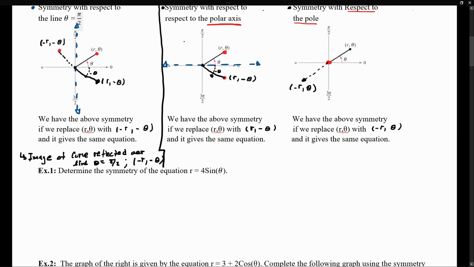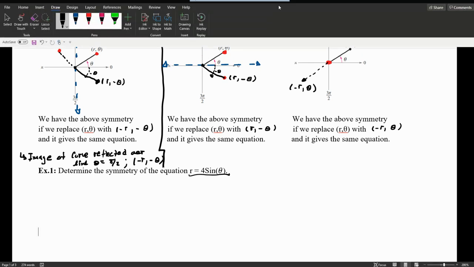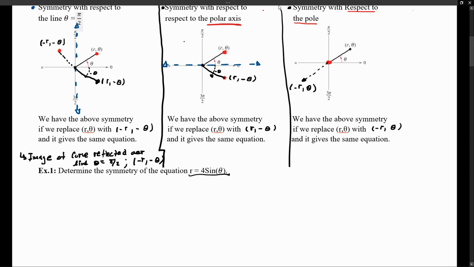Let's actually put this into practice. So let's determine the symmetry of the equation r equals 4 sine of theta. I mean, one way that we can see it is we could graph this function and see what the image gives us. But let's actually do it using the three concepts that we just discussed a couple seconds ago. So let's test some symmetry. Let's test to see if this equation is reflective over the line theta equals pi over 2.